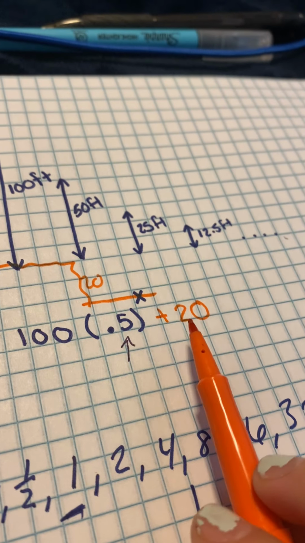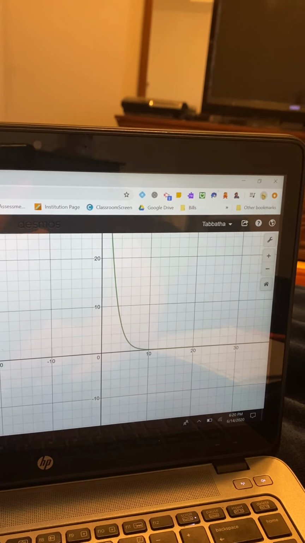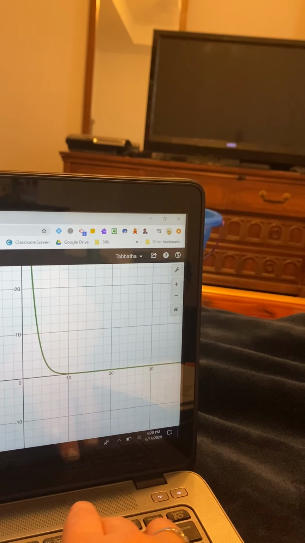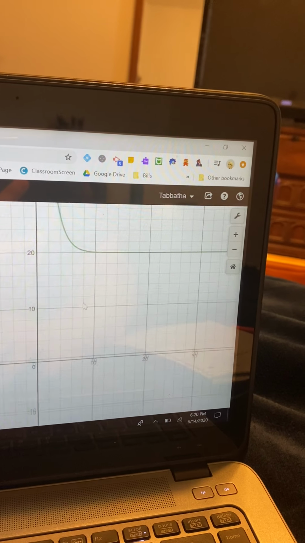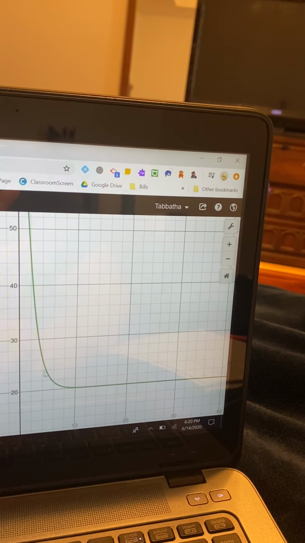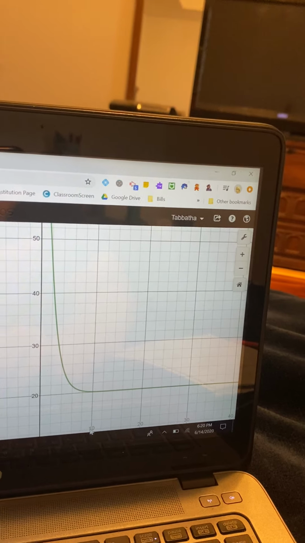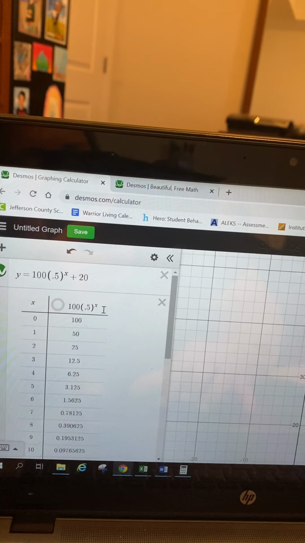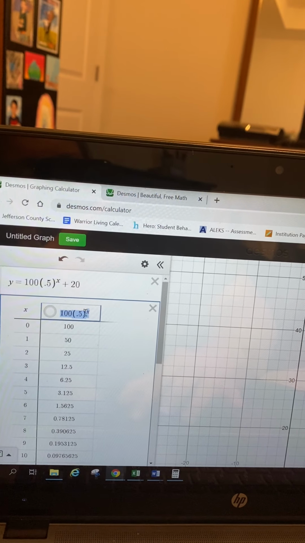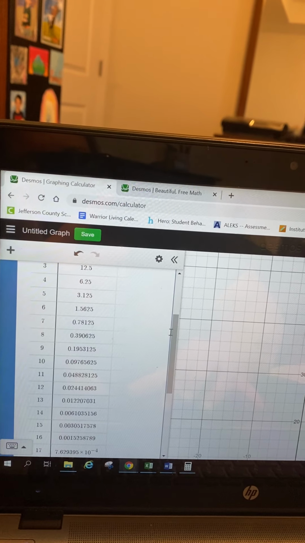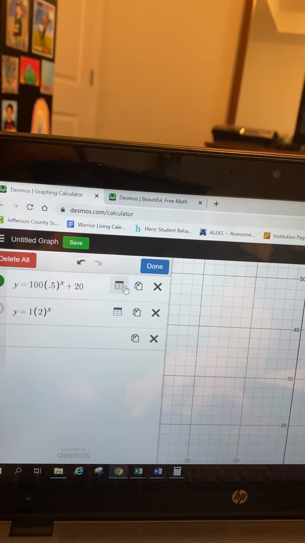So that plus 20 here changes our problem and changes our graph. So if I put a plus 20, now look what happened. It's going to get closer and closer to 20. It's never going to go past that. That also will change. I got to change this here. Let's just do this. Delete that, and I will create a table for this one.